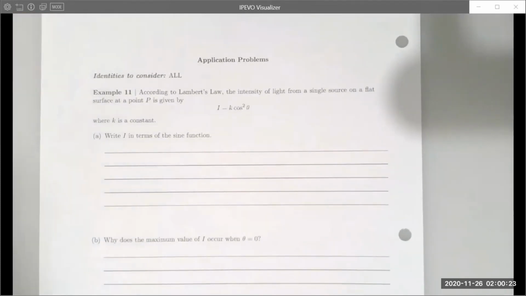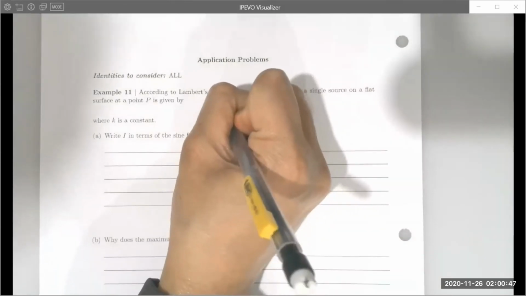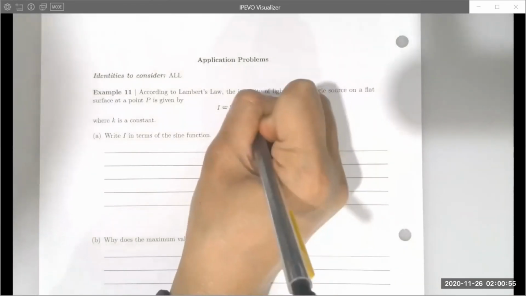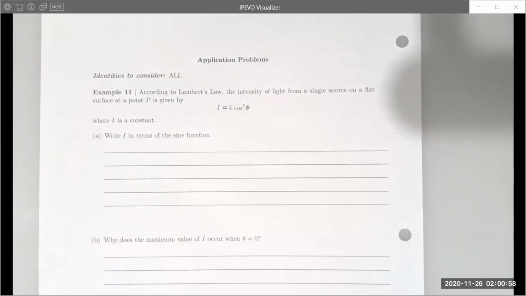All right, and now we'll take a look at an application problem. So we're going to see the relevance of these identities as applied to, this is kind of like a physics problem. Example 11 reads, according to Lambert's law, the intensity of a light from a single source on a flat surface at a point P is given by I equals K times cosine squared of theta, where K is a constant. Part A is write I in terms of the sine function.